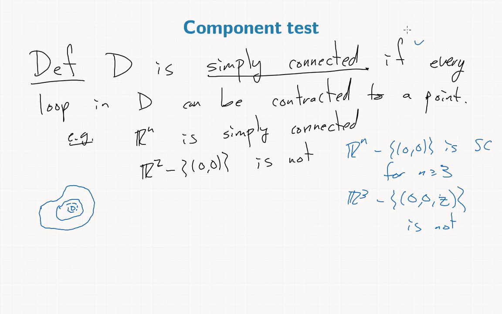I'll say a lot of sources require any simply connected thing to also be connected, but the textbook doesn't. Okay, and so what I meant by a circle being the only thing that can go wrong is this theorem.